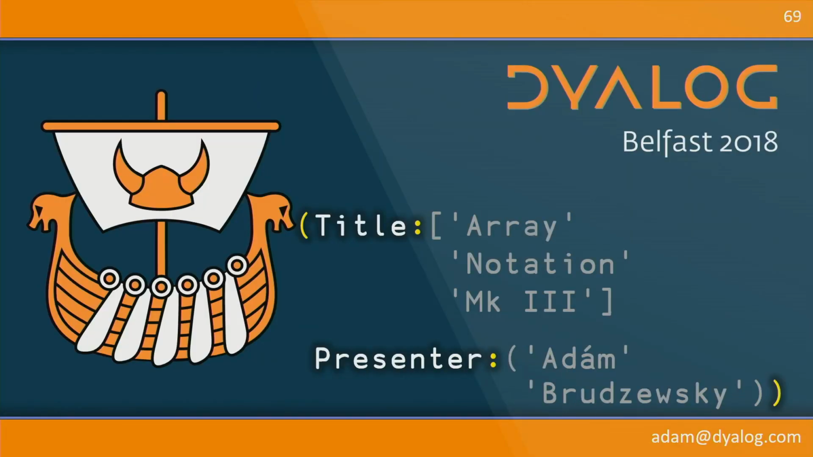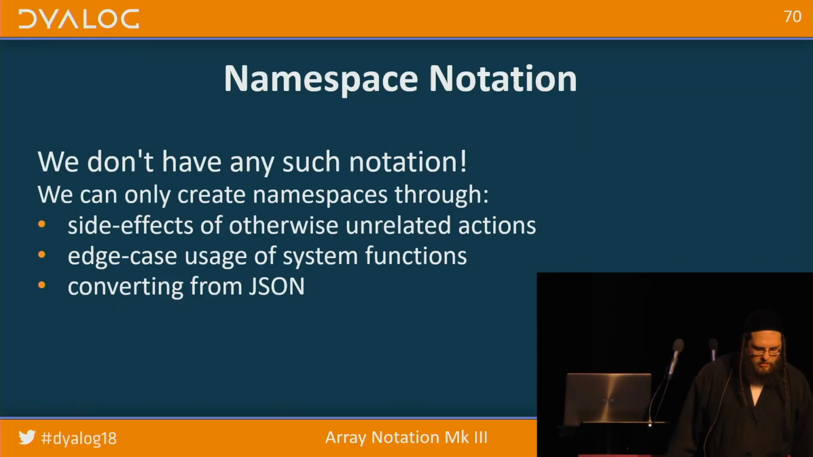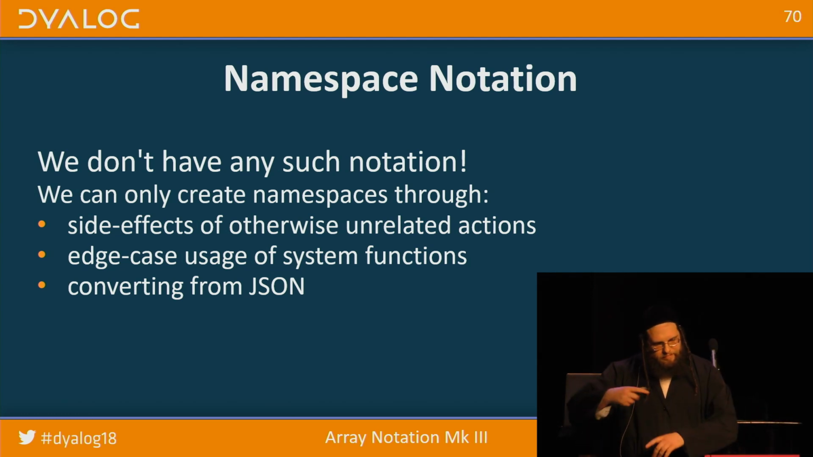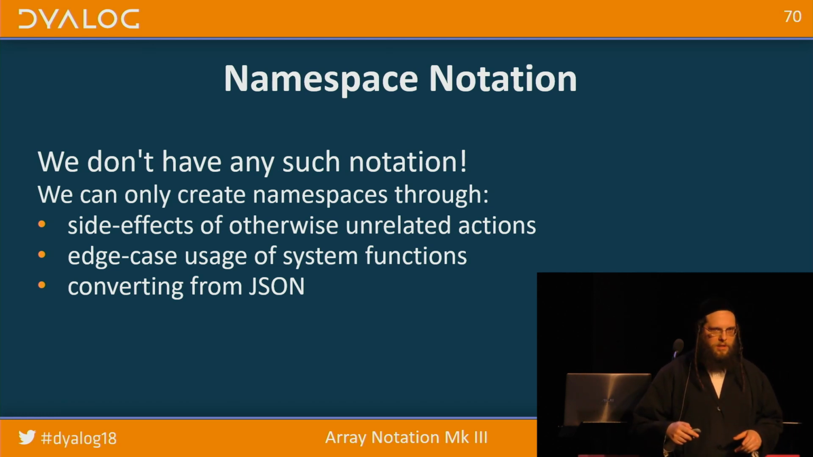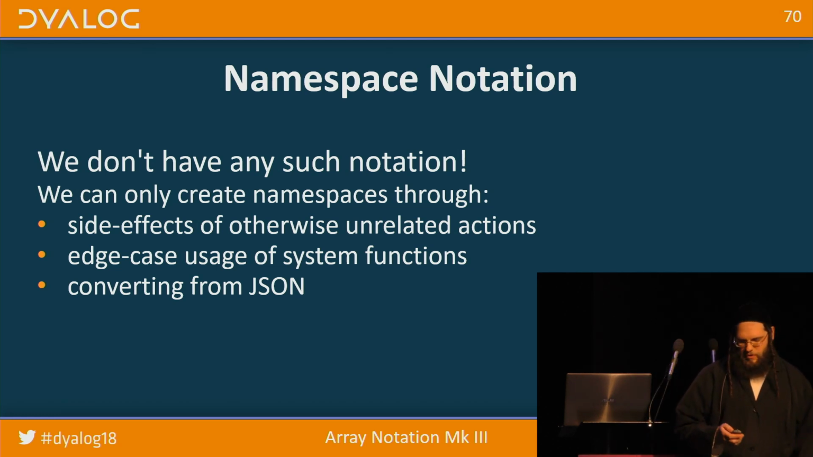Now onto the namespace aspect of the notation. So here we can see we have a parenthesis over multiple members, and then declaration, member name, colon, and its value. We also don't have such a notation. We can only create namespaces in various roundabout ways. One of the easiest ways that I use to create a simple namespace is I write it in JSON, and then I use quad.json to convert it to APL. And that's, of course, very sad.